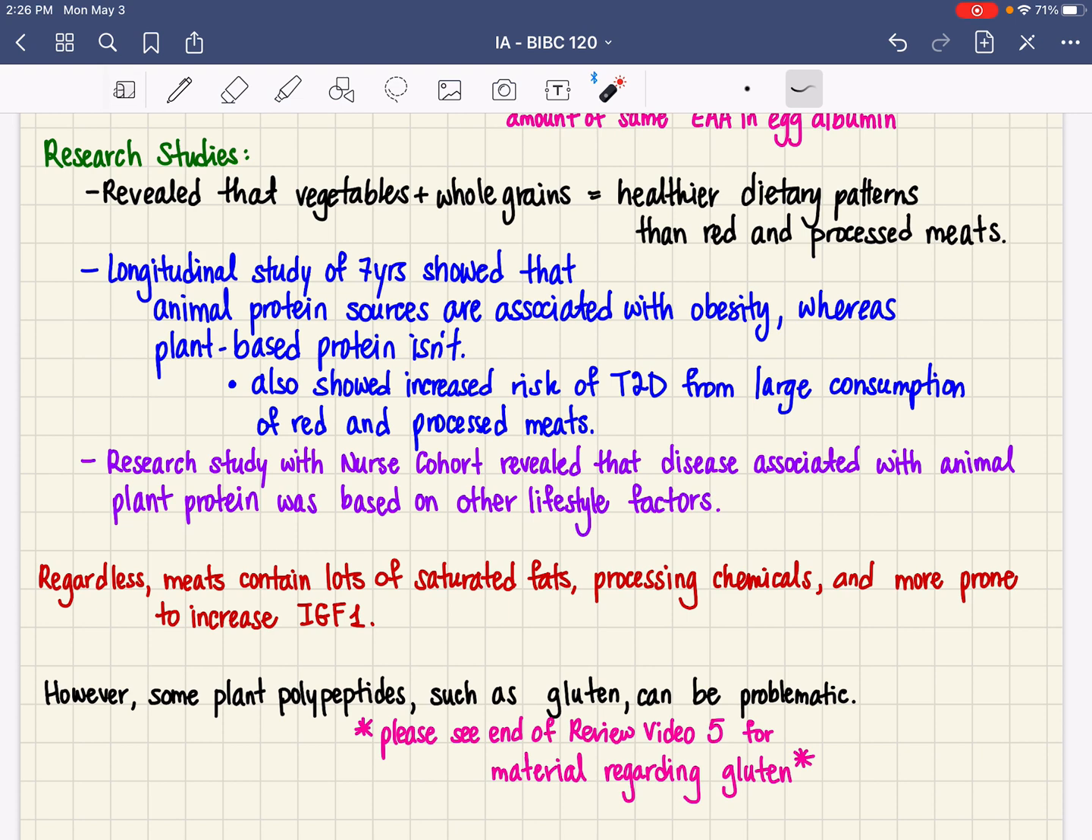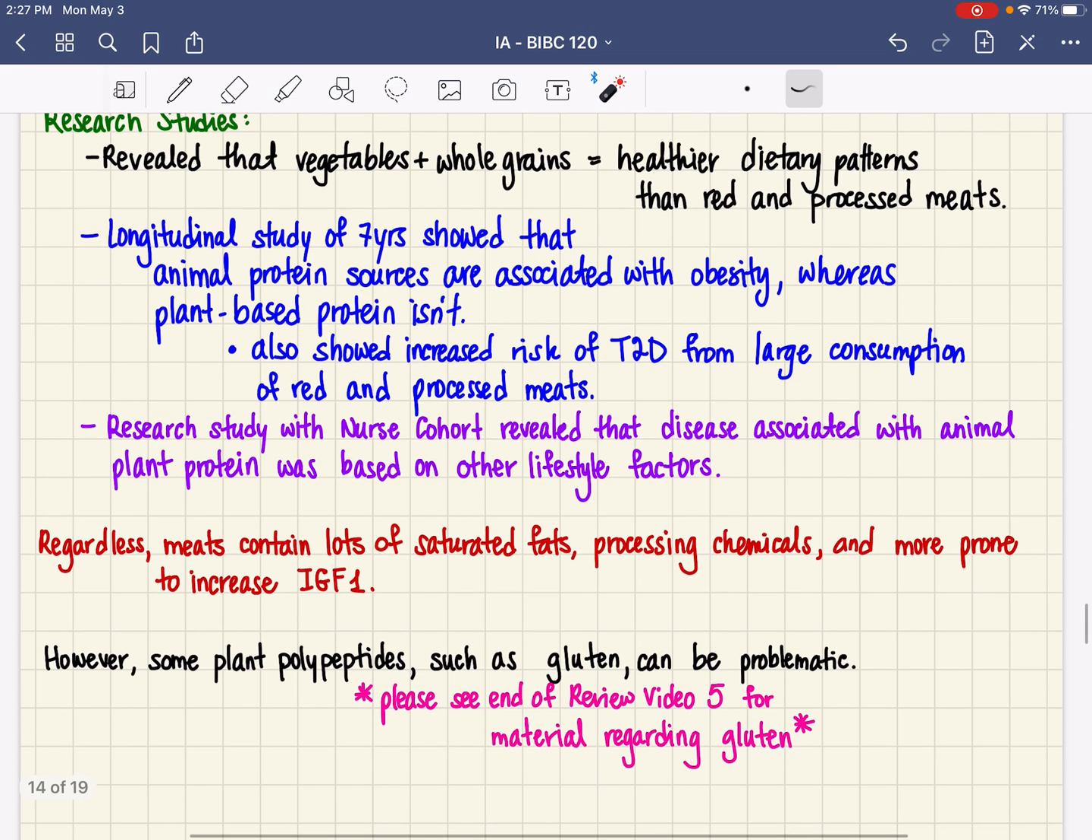Then further into the lecture, we also found out that the study revealed that the individuals that had protein from animal sources also showed increased risk for type 2 diabetes, whereas that wasn't the case for plant-based protein consumption.